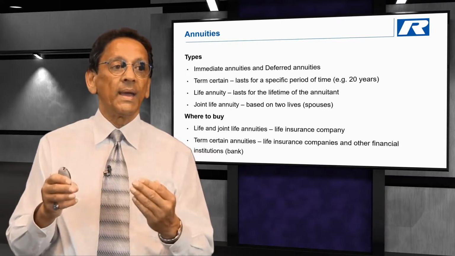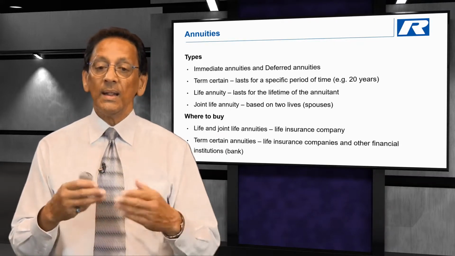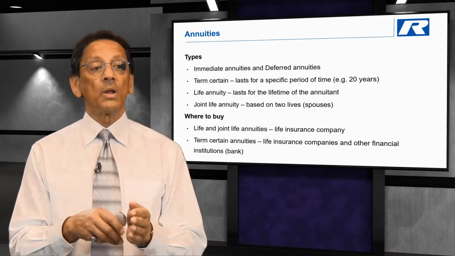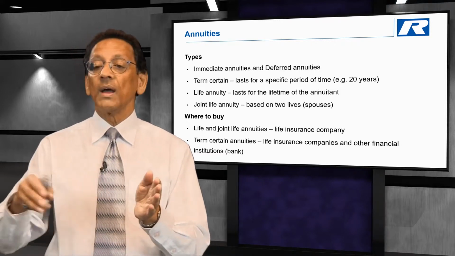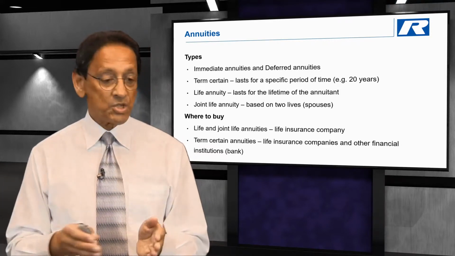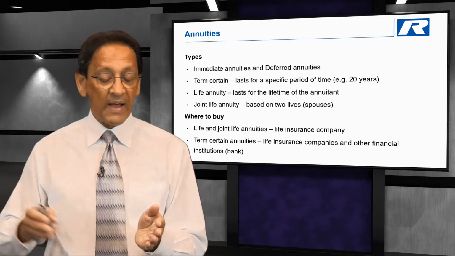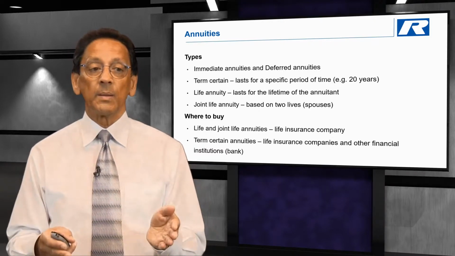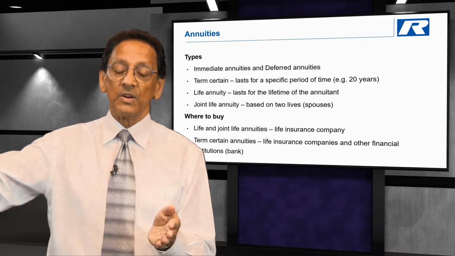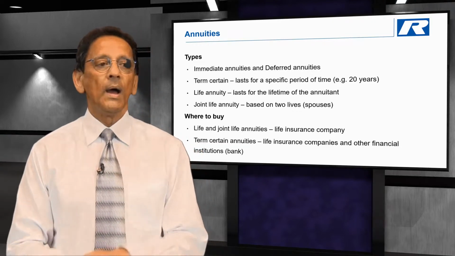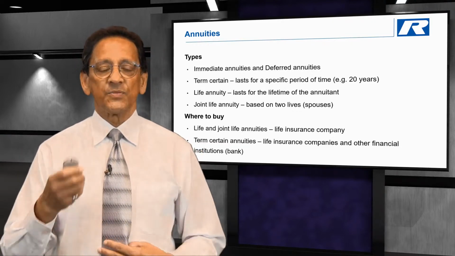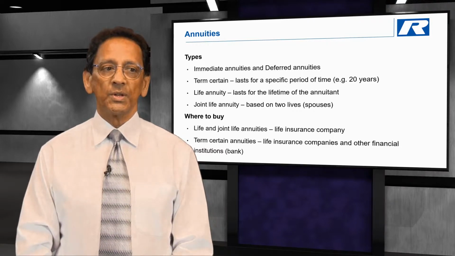We also can buy a life annuity. A life annuity says, I want to receive the payment for as long as I live. And so as long as I live, if I live 5 years, great, I keep getting payments. If I live 25 years, I keep getting payments. So a life annuity lasts for the lifetime of the annuitant.